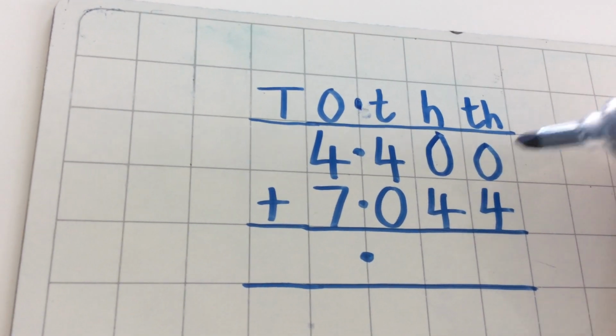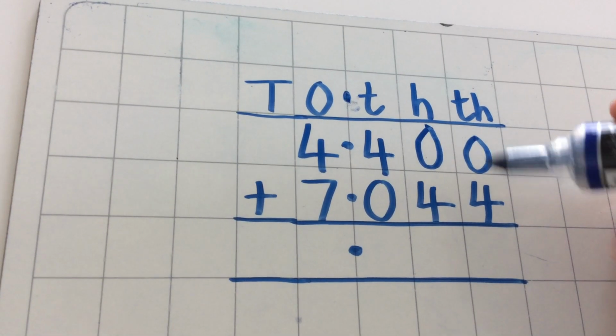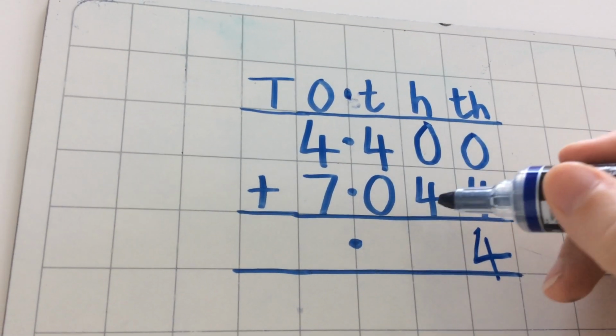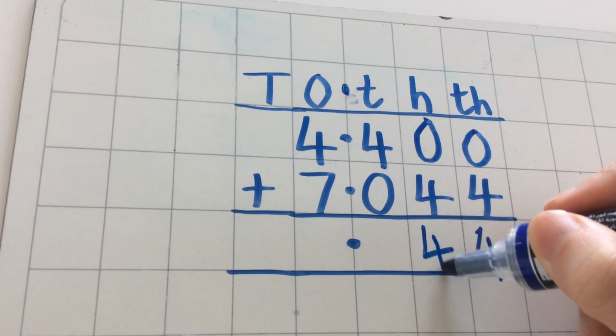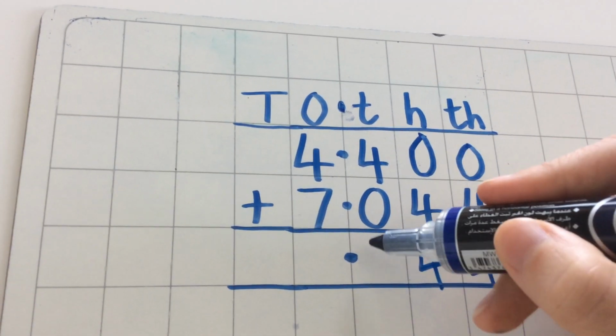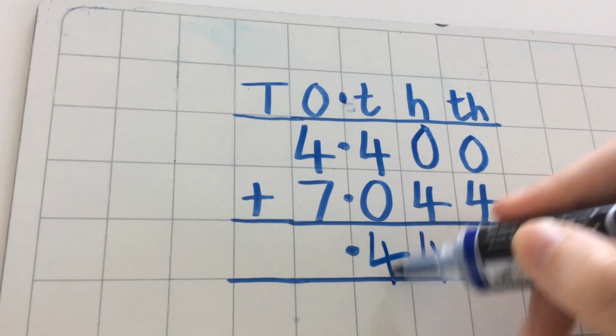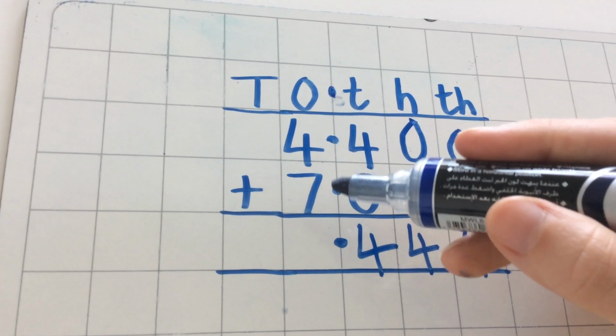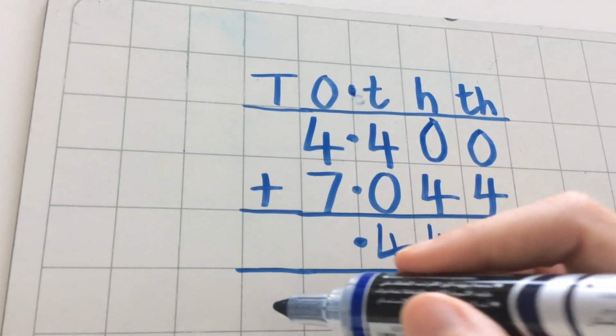Okay, so let's start on the right, so let's start with our thousands. 0 and 4 is 4, hundredths, 0 and 4 is 4, tenths, 4 and 0 is 4. Got my decimal point in the right place, let's just double check that. Then we're on to the ones, 7 and 4, it's 11.